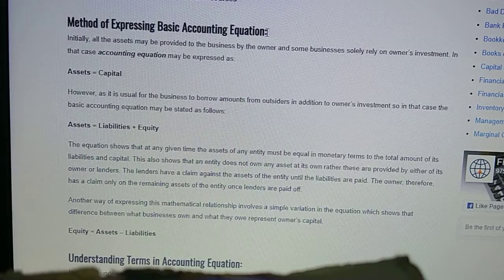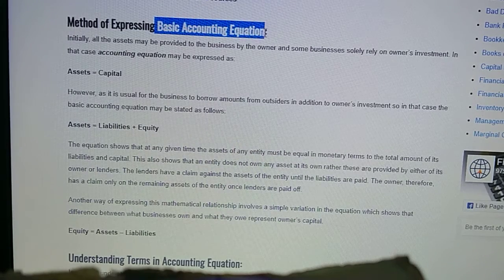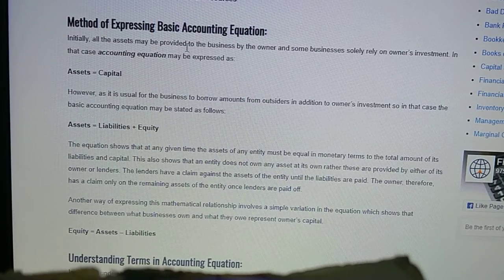Today we'll start a very important topic. This is known as the basic accounting equation. This is a topic of class 11th. First we understand, an equation you can simply understand means there are two things which should be balanced equally. Okay, that is known as an accounting equation.